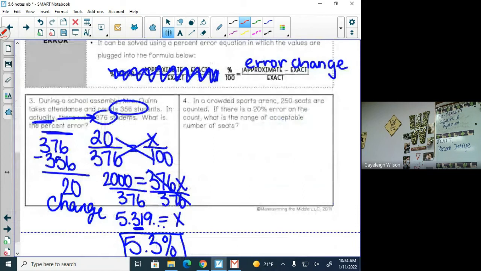Okay, number 4 says, in a crowded sports arena, 250 seats are counted. If there is a 20% error, what is the range of acceptable number of seats?